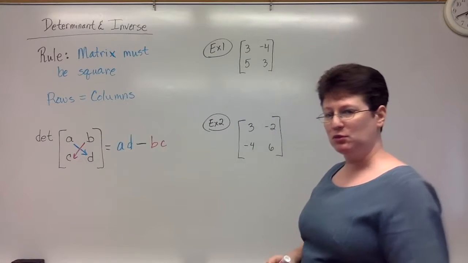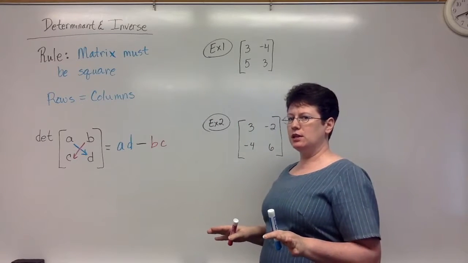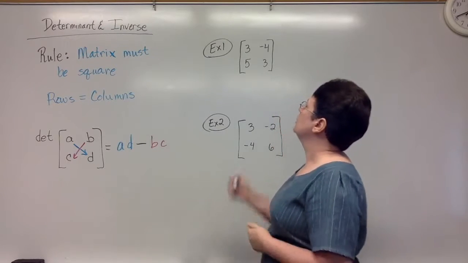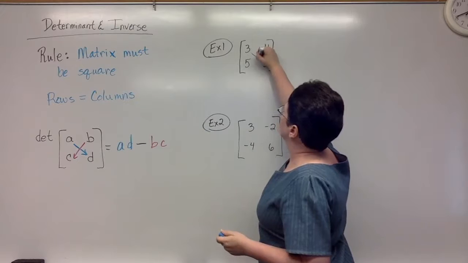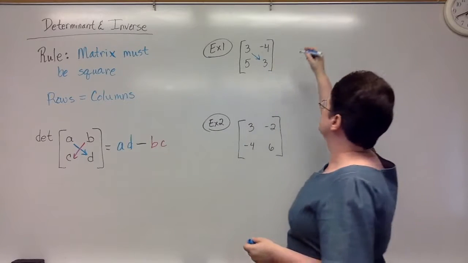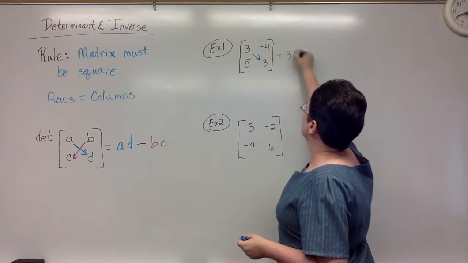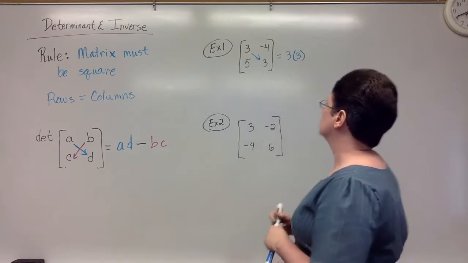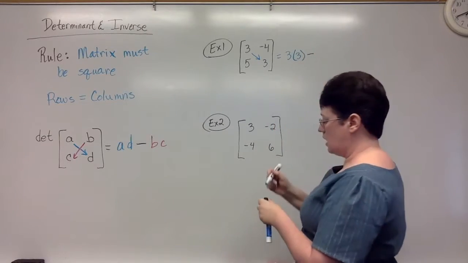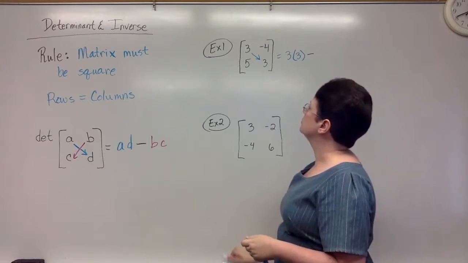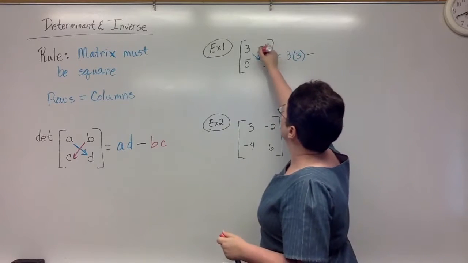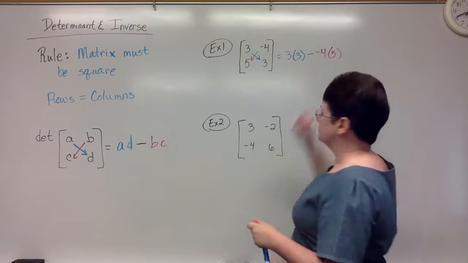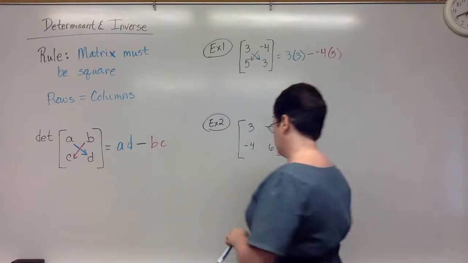So let's do a couple of short examples. 2 by 2s are the easy ones. Then we'll do some 3 by 3s. Okay? So we multiply 3 times 3. I'm just going to write it out as 3 times 3. We know we have to subtract. And now we're going to multiply the other direction. The other direction, we have a negative 4 times 5. So let's work that out.